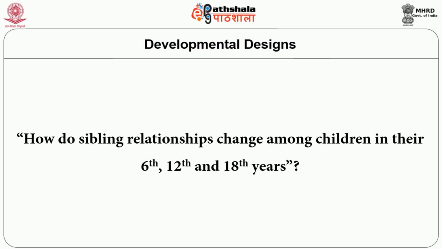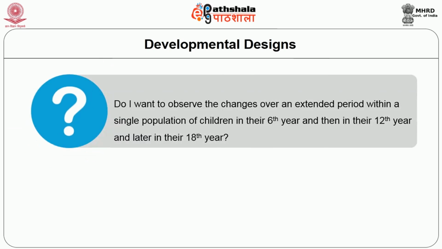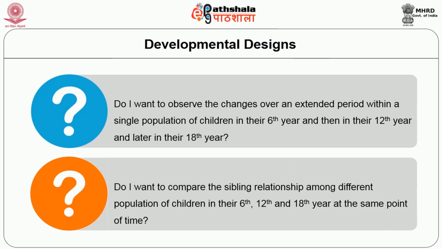The first step in doing this research will be to determine the type of study that tells us the most about the changes that happen in their sibling relationship. While trying to identify the method, a researcher comes out with two possible approaches. The first one is, do I want to observe the changes over an extended period within a single population of children in their 6th year and then in their 12th year and later in their 18th year? Or the second question is, do I want to compare the sibling relationships among different populations of children in their 6th, 12th and 18th year at the same point of time?